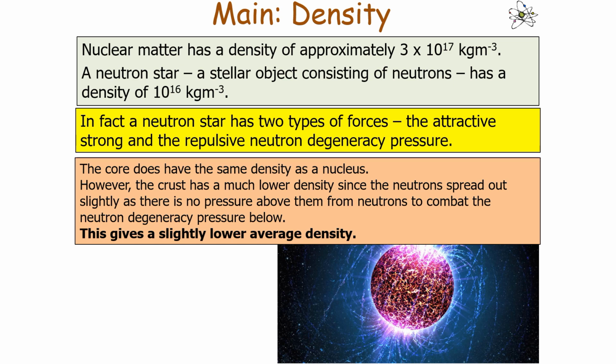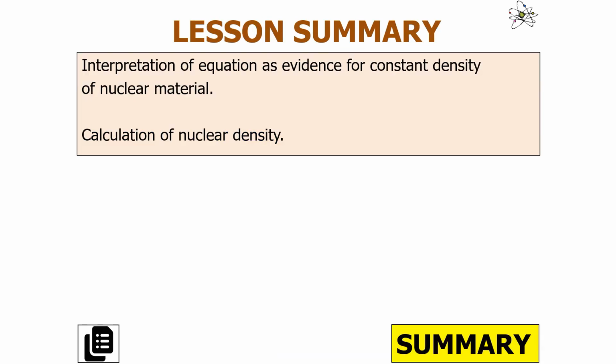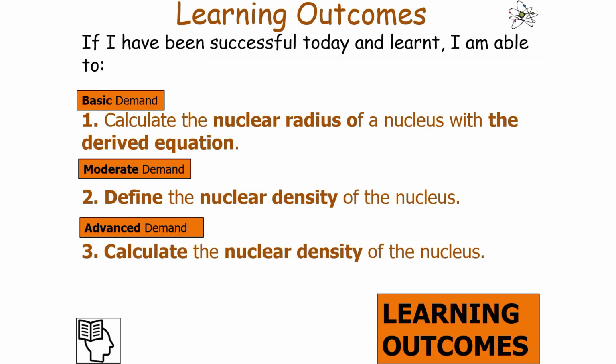So what we've learned in today's lesson is that we can interpret the equation as evidence for constant density of nuclear material, and we can calculate the nuclear density. If we've been successful in today's lesson, we should be able to calculate the nuclear radius of a nucleus with a derived equation, define the nuclear density of the nucleus, and finally calculate the nuclear density.